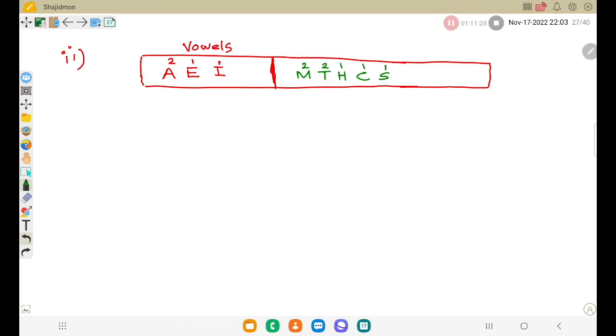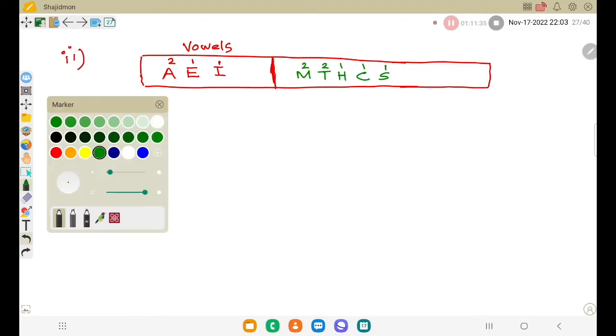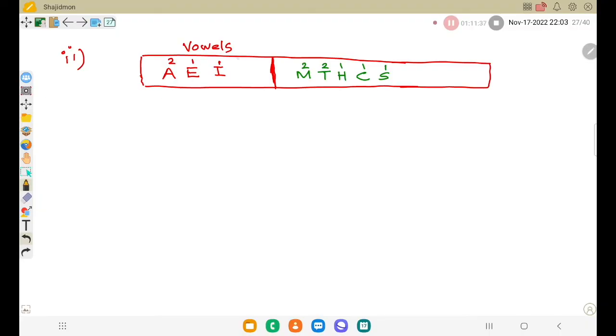Now, when vowels fall all together, then these many ways we can write. What you do now, take all vowels like a single object, like one object, this one. Why are we taking one object? Because whenever we are forming the word, all vowels should be together.